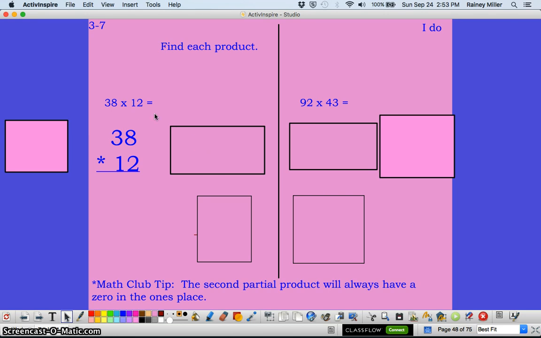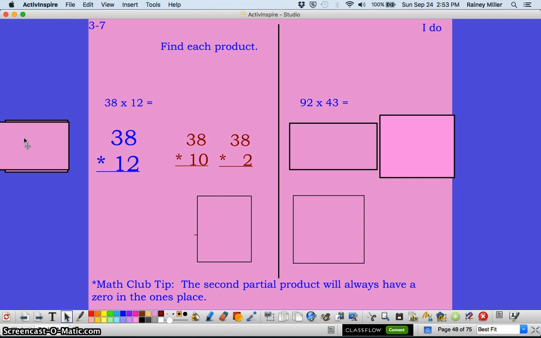The first way is where you take the bottom number here and you divide it out just like we did that 28. So 12 is made out of 10 and 2. So I divide that problem out and I go ahead and solve each of them. I'm going to use my zero trick on this one. So that would be 3, that would be an 8, and a 0. So 380 for that one.